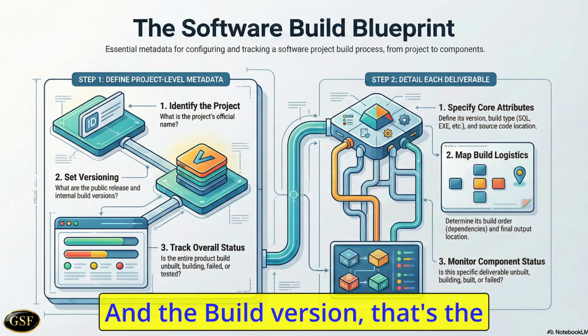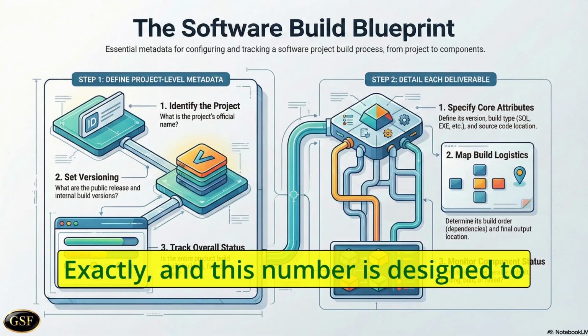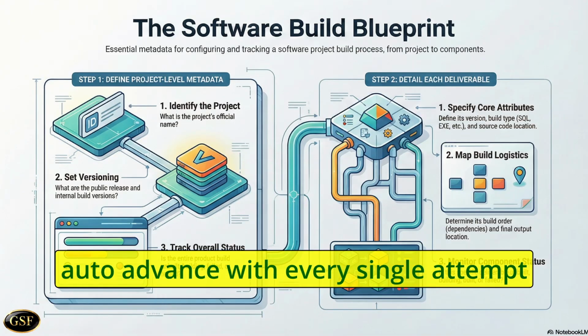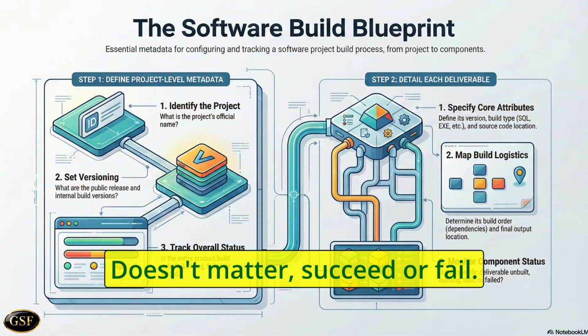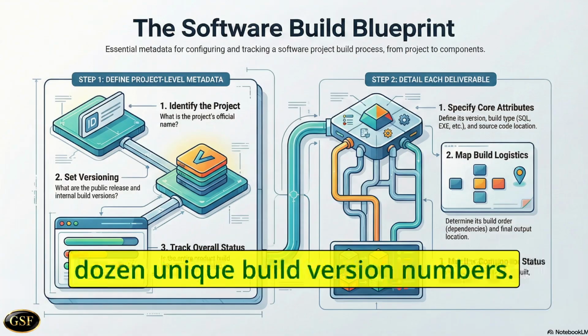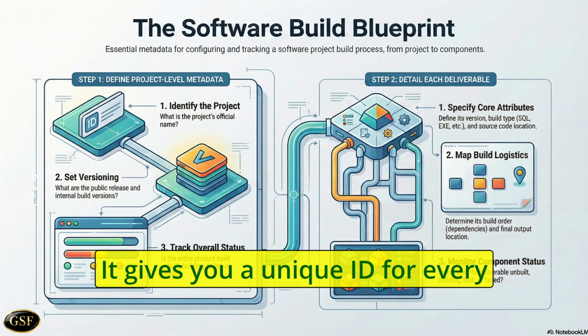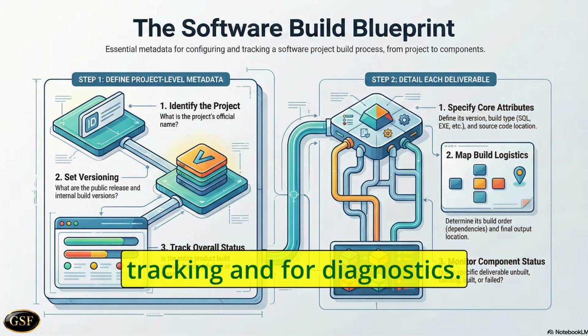And the build version, that's the internal tracker, right? Not for the public. Exactly. And this number is designed to auto-advance with every single attempt to build. Whether it succeeds or fails. Doesn't matter, succeed or fail. If you try a dozen builds, you get a dozen unique build version numbers. It gives you a unique ID for every compilation attempt, which is just critical for tracking and for diagnostics.